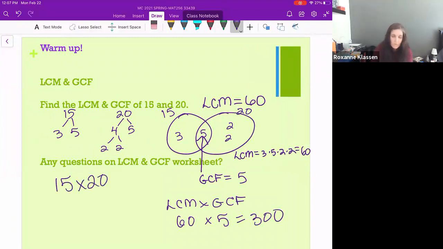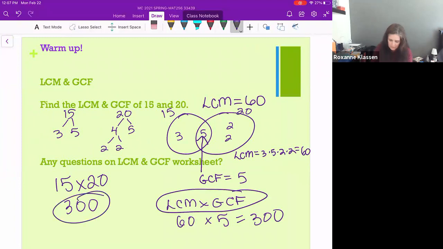If you multiply the two numbers that you're trying to find the LCM and GCF of, and then you also multiply your LCM and your GCF, these two better match. If they don't match, you did it wrong. Okay, so that's a nice verification step.